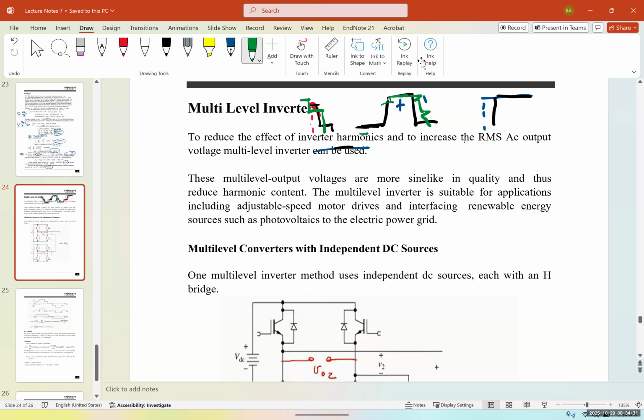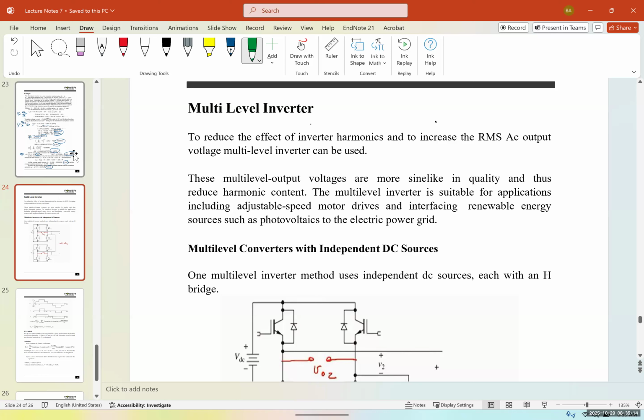So another way to have a pure sine wave output in an inverter is to have multi-level inverters, meaning at each level, the switch connects the output to a different input voltage. So to reduce the effects of inverter harmonics and to increase the RMS AC output voltage, multi-level inverters can be used. These multi-level output voltages are more sine-like in quality and thus reduce the harmonic content. The multi-level inverter is suitable for applications including adjustable speed motor drives and interfacing renewable energy sources such as solar and wind.